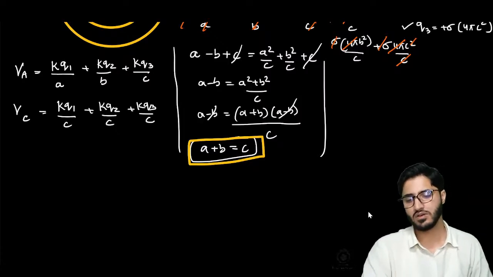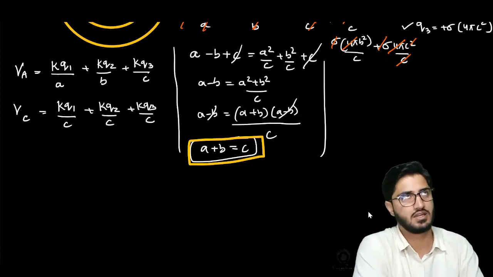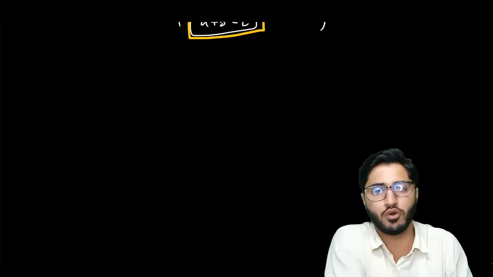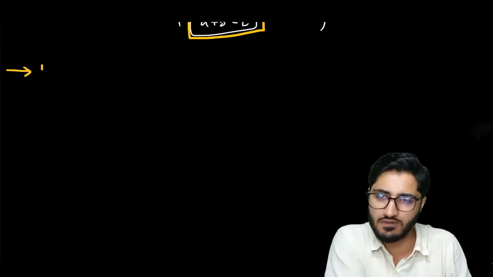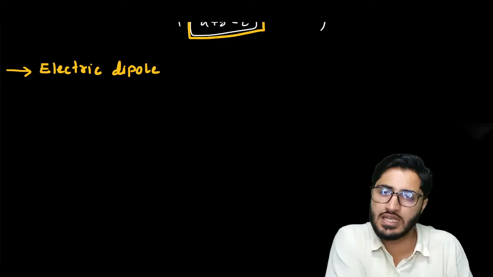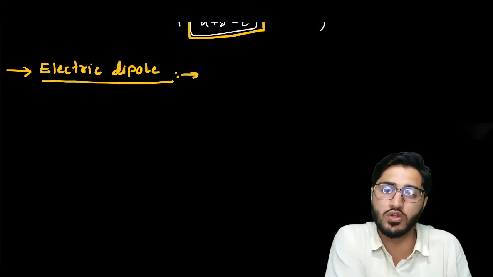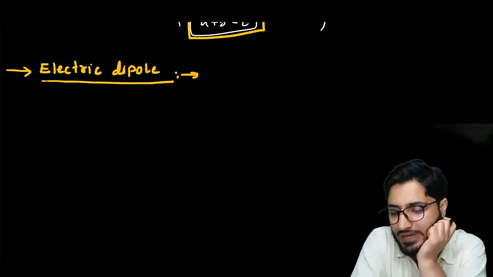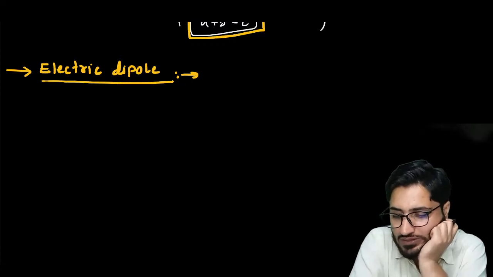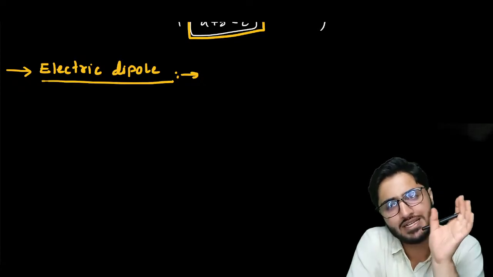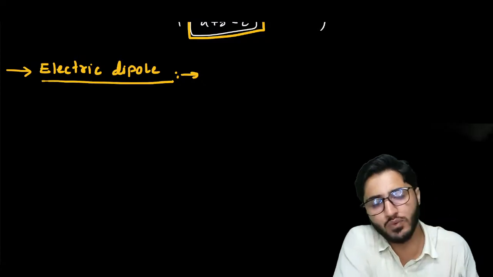Very easy. Now let us start the topic known as electric dipole. Okay, important topic. Dipole means two poles, two polarity. So electric dipole is an arrangement of two equal charges but opposite in nature placed at some distance apart. Then this configuration is known as electric dipole.